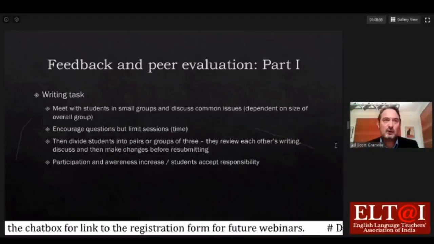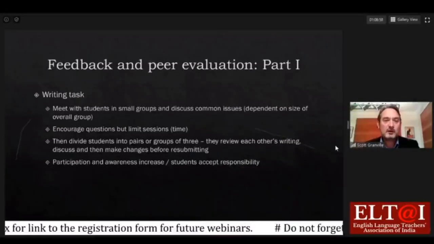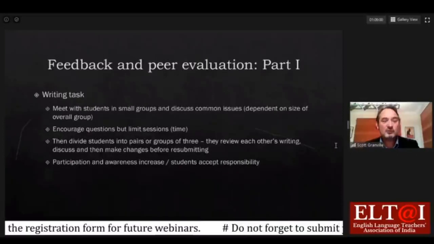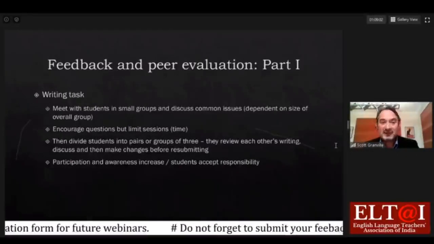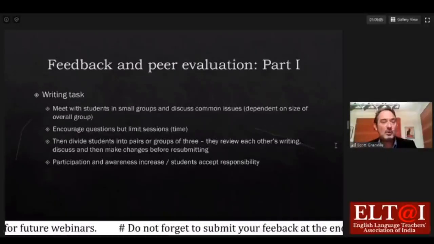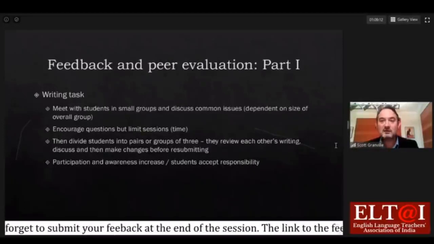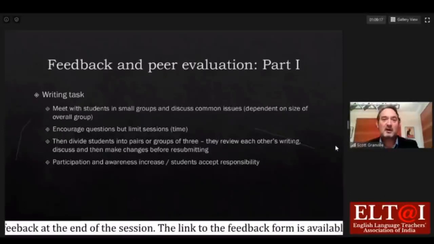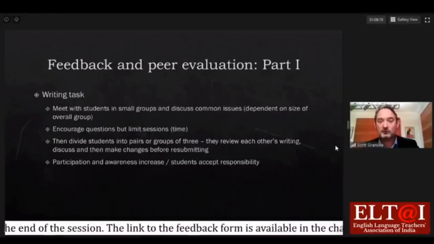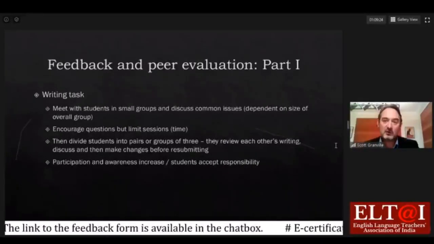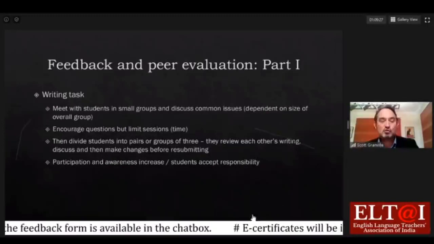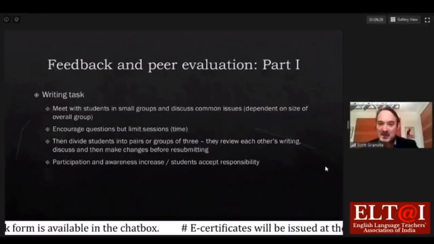What I would then do, and again, the speakers talked about having comfort within the system that you're using. So if you're lucky enough to have an LMS where you can divide the students, I would do that. But they're so tech savvy these days. It may be as easy as setting them up in groups of 3 on WhatsApp or something like that. I would then encourage the students to go into pairs or groups of 3 and to review each other's work. Look at those common issues and then try to make changes as a pair or as a group of 3 before resubmitting.